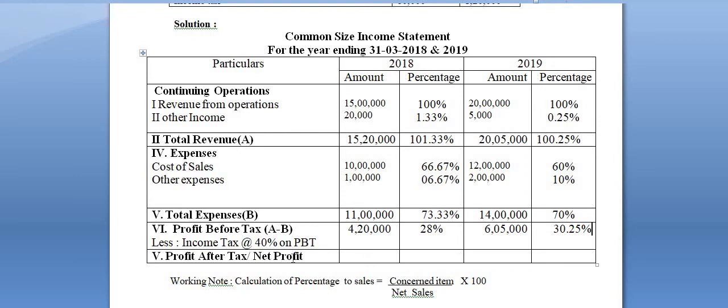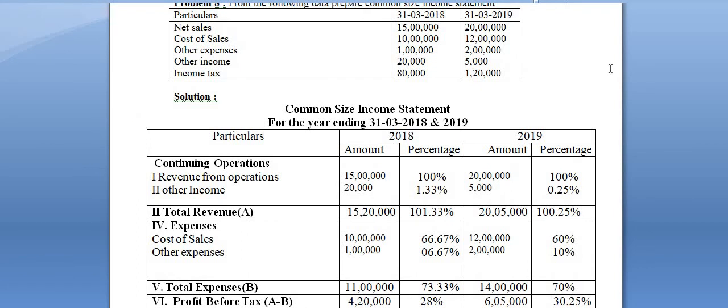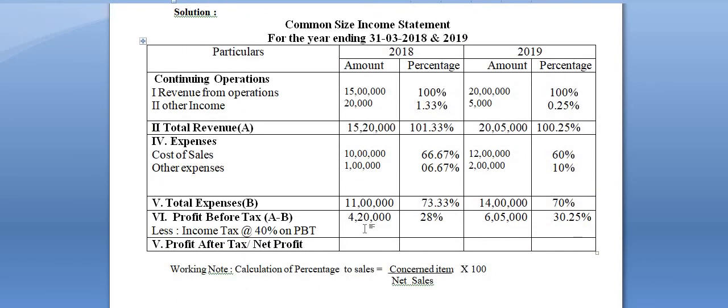We have to find out profit after tax, that is net profit. Before that we need to deduct income tax. Now check in the problem whether income tax is given. Yes. How much is the income tax? 80,000 for the year 2018 and 1,20,000 in the year 2019. Okay. So right here, income tax is 80,000.